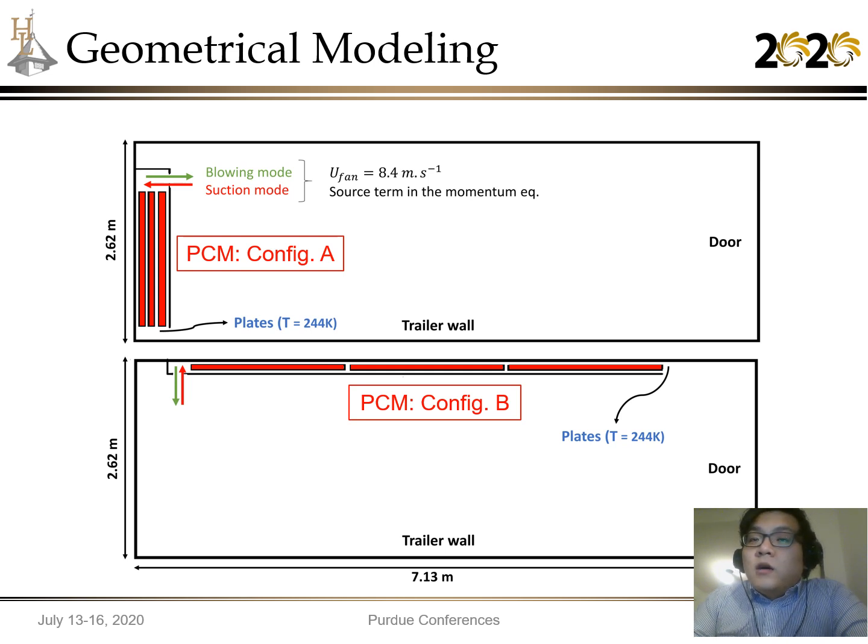The fans were modeled by adding a source term in the momentum equation, with a velocity of 8.4 meters per second to match the existing fans. Plates were kept at a constant temperature of 244 Kelvin. The walls were heat conducting, and the temperature outside of the trailer was 293 Kelvin with zero velocity.